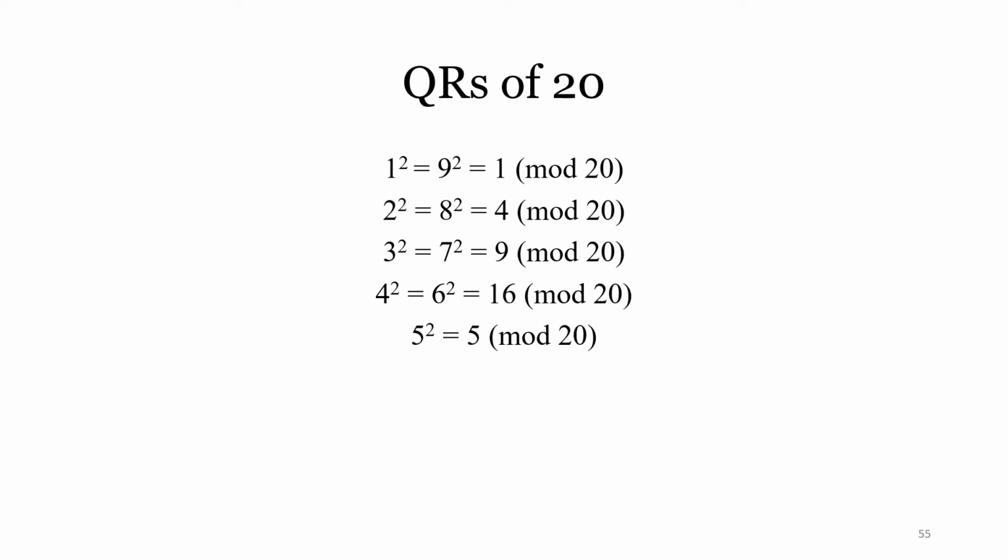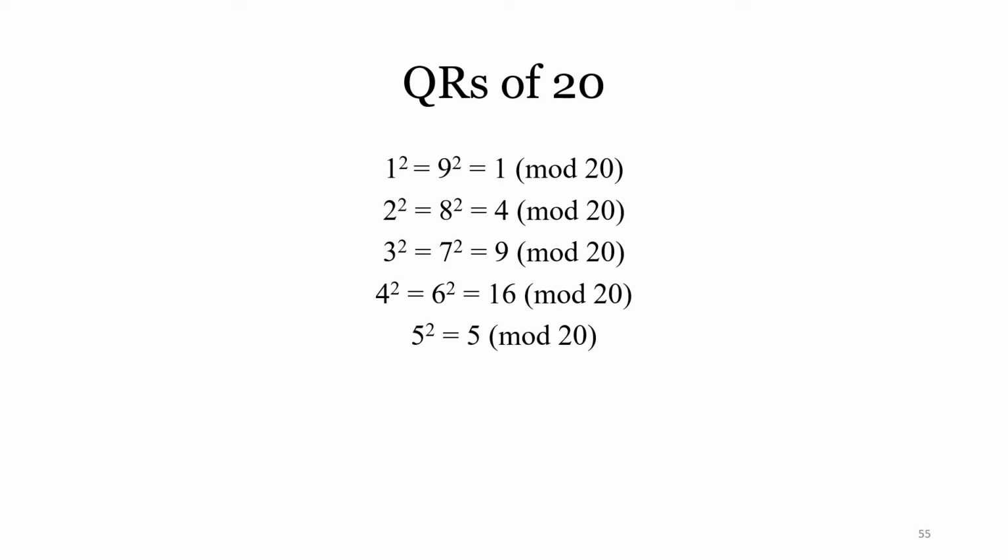Take 20, for example. 20 has 5 quadratic residues. Not too many. 1 squared, of course, 2, 3, 4 squared, they're all less than 20, so the mod doesn't really come into play. 5 squared is 25, that gives us 5 as a quadratic residue. 6 squared is 36, gives us 16. 7 squared is 49, mod 20 is 9. 8 squared, 64, mod 20 is 4. 9 squared, 81, mod 20, it's 1.